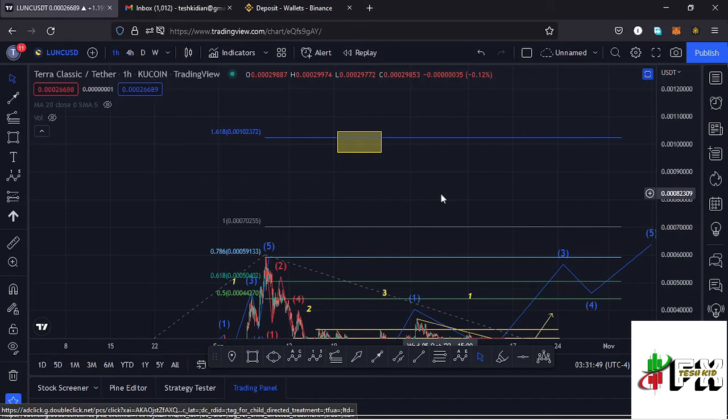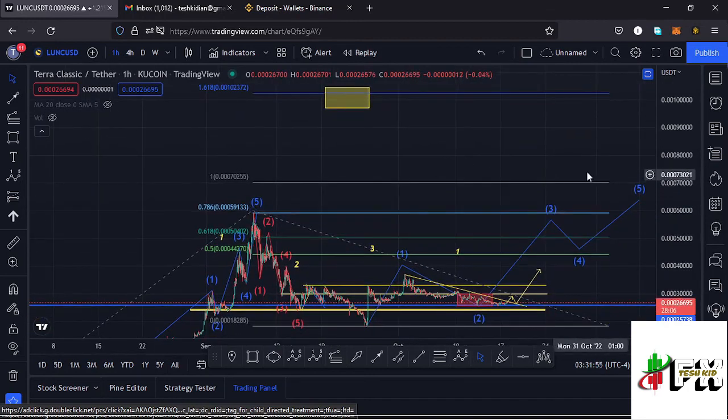And in case that happens, then Lunc could be losing 1-0, so let's be patient and see how that plays out, and I'll keep you updated.